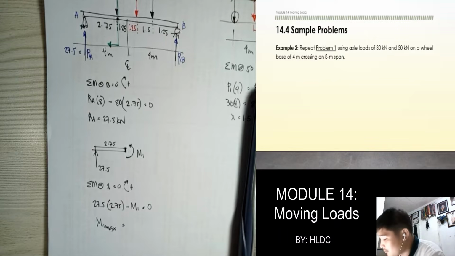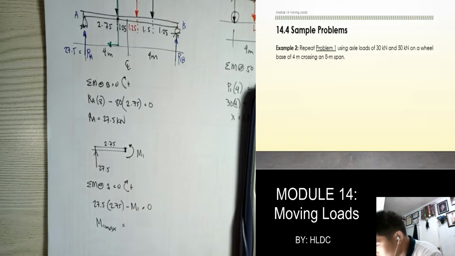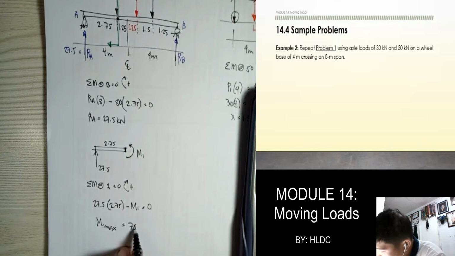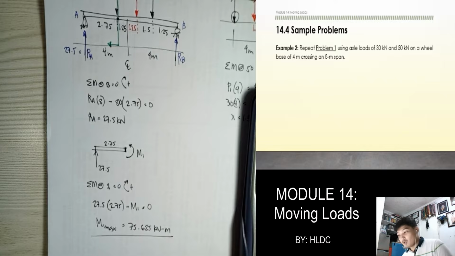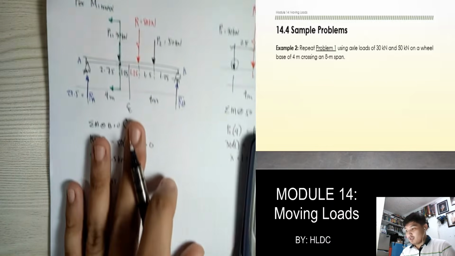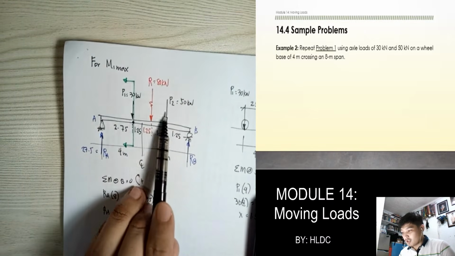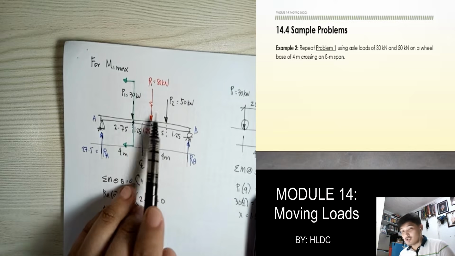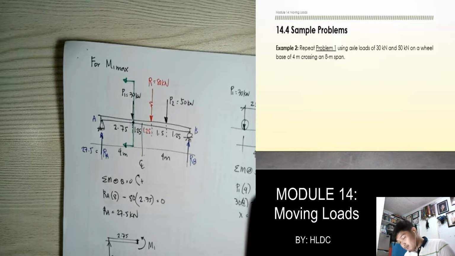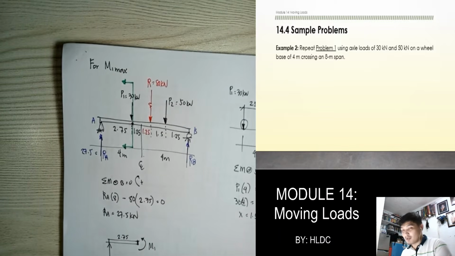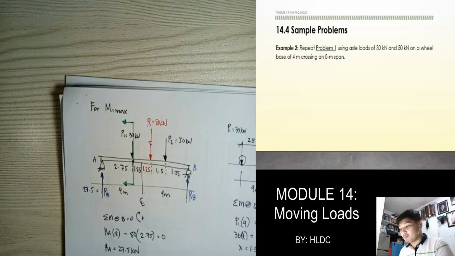So that is equal saan? So sagot is 75.625 kilonewton meters. Okay, so yun yung pinakamalaking M1 na mangyayari dun sa ating beam wherein kapag ang gulong natin is nandito na siya. Okay, kapag nandiyan na yung orientation ng ating mga wheels. But that doesn't mean na ito na yung maximum design moment natin. So therefore, consider naman natin yung isa pang gulong which is yung P2.